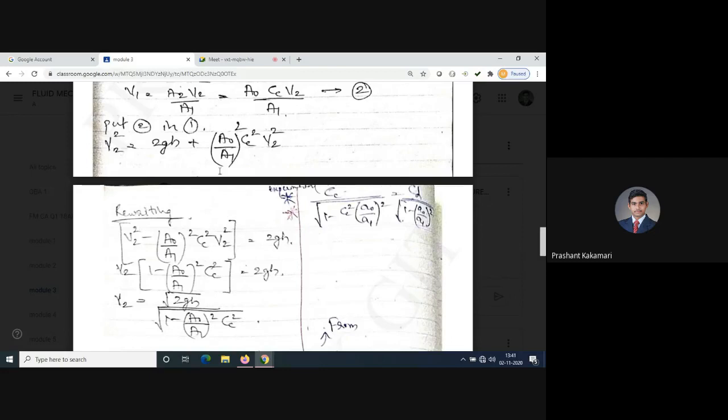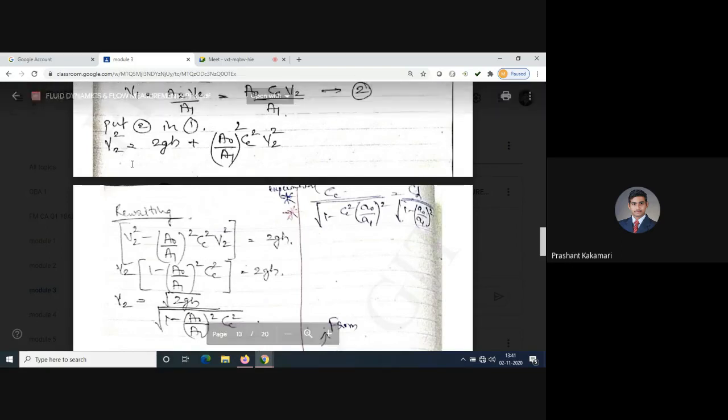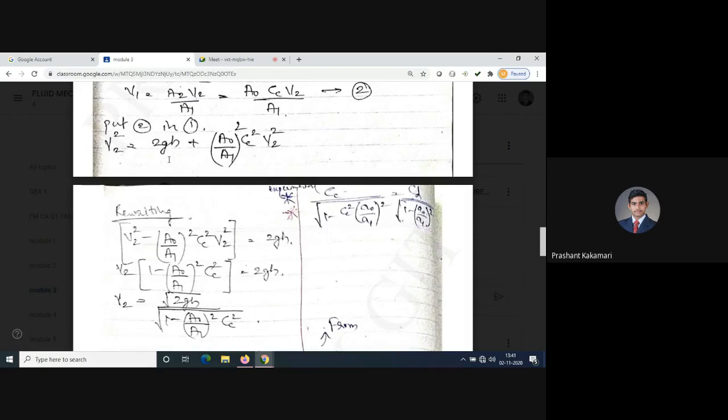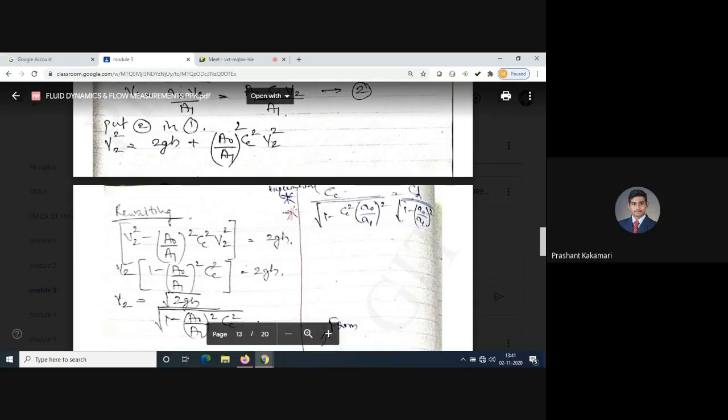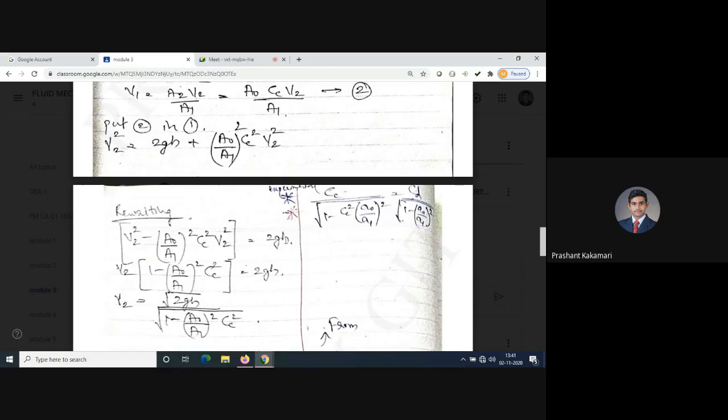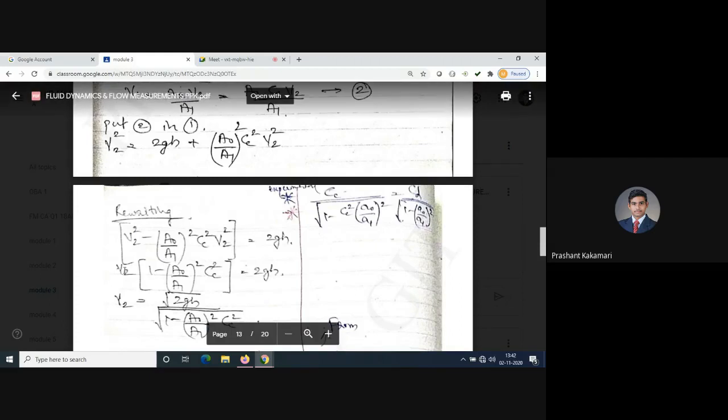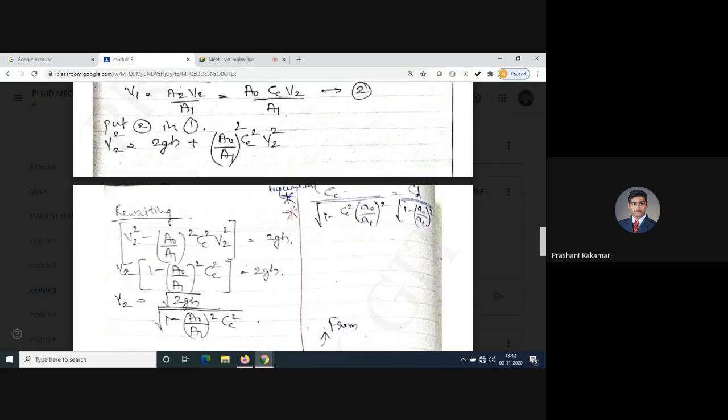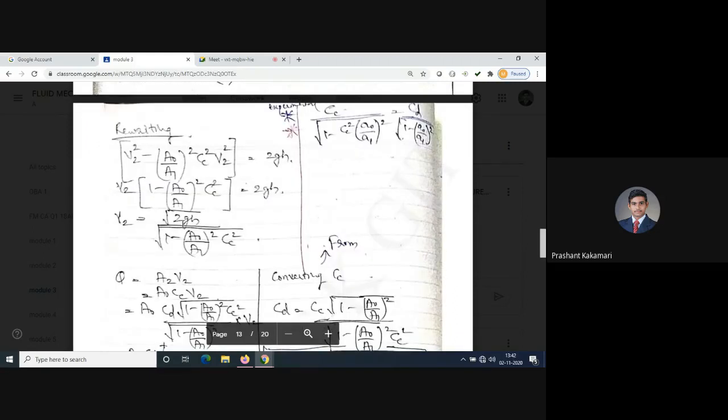Or what you can do is club the common terms. V2 square is the common term. So if I take V2 square on one side and 2gh on the other, I can write V2 square minus A0 by A1 whole square, Cc square into V2 square, equal to 2gh. Again, take V2 square common, then I can write it as V2 square into 1 minus A0 by A1 whole square Cc square, equal to 2gh. Now this should be V2 square, so there is a mistake in the earlier step: you write V2 square there. Then V2 can be written as square root of 2gh divided by the complete bracket under the square root.